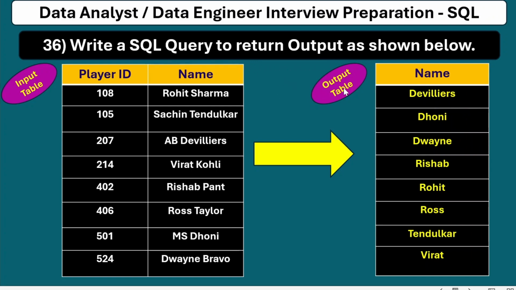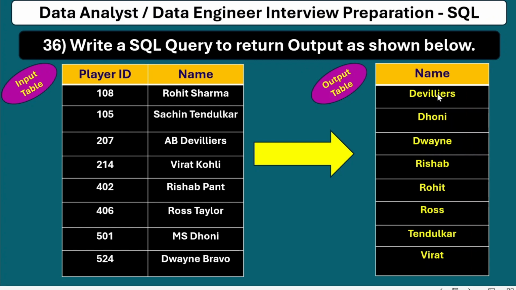In the output table we have to return only the names of the players. If you observe this output table carefully, it is Devilliers, Dhoni, Dwayne, Rishab, Rohit, Ross, Tendulkar and Virat. So all start with D, R, T and V. Whatever names we return have to be in ascending order. I mean the output is given as sorted in ascending order.